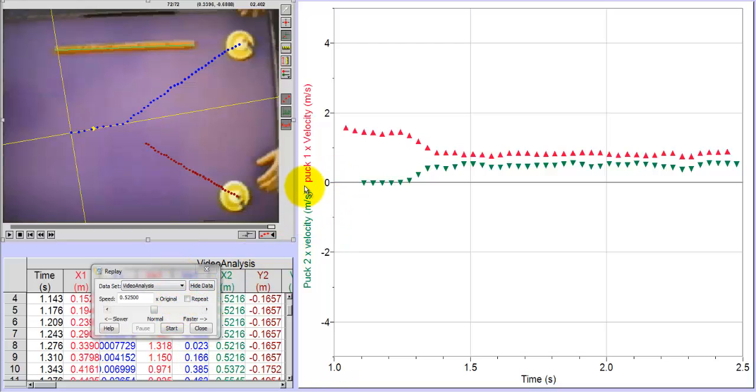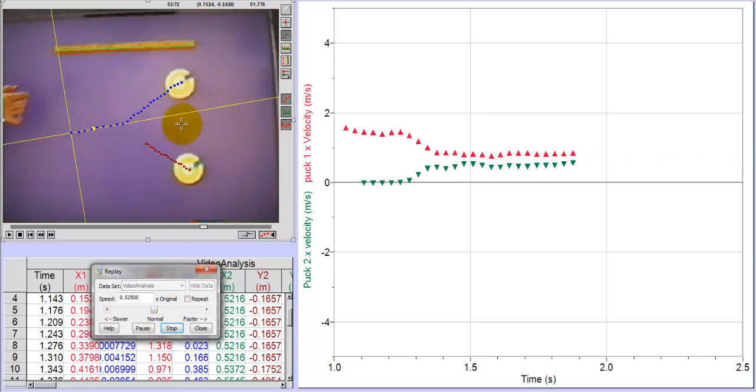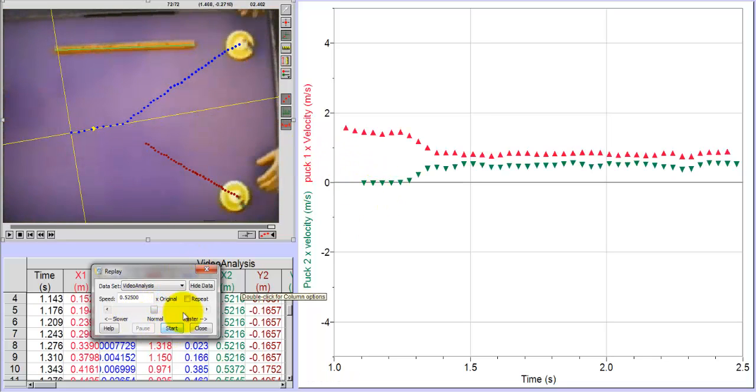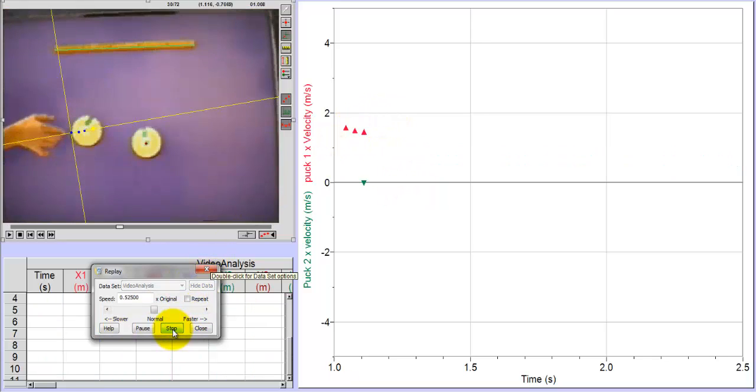So what I have shown over here is the x velocity of each puck. The red one corresponds to puck 1, which is the top puck, and the green one corresponds to puck 2, which is the bottom puck. If I start this, it plays at half speed, and you can see, right here, I'm going to back this up just a little bit.